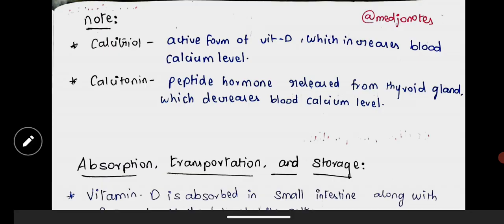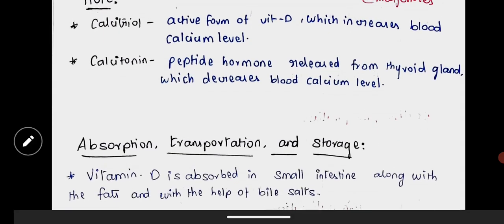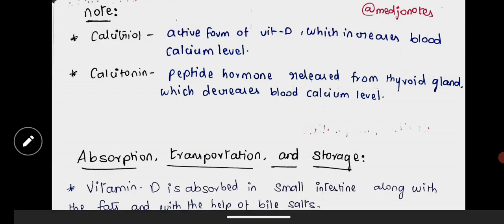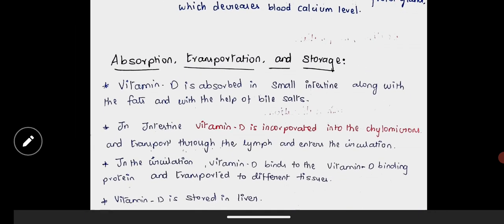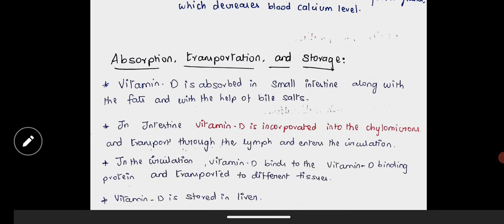Okay, so in these notes, don't forget calcitriol, triol. When you pronounce it, it sounds like something great. Calcitriol and calcitonin. See, calcitonin decreases. So by this you can remember: calcitriol increases the blood calcium level and calcitonin decreases the blood calcium level.